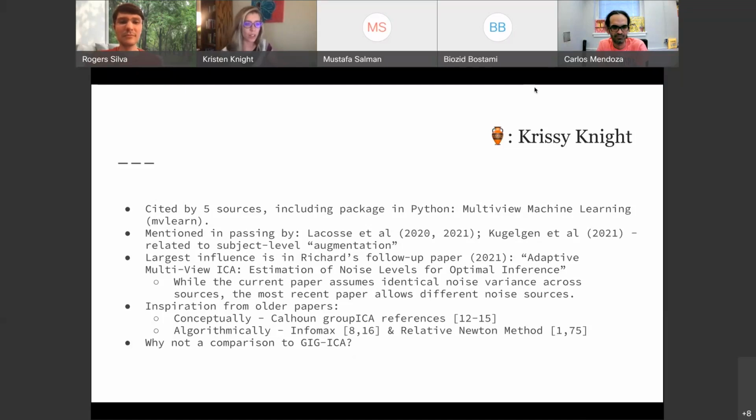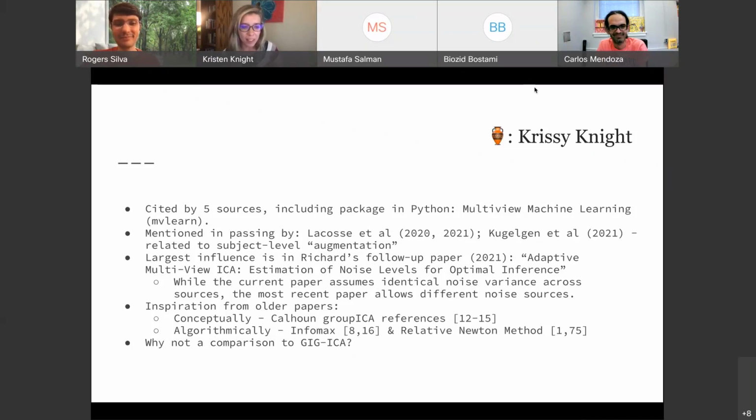And for inspiration from older papers, this was a little bit more difficult for me to answer. I felt like conceptually, for group ICA, there were several citations of Dr. Calhoun's group ICA methods, but then a lot of emphasis was placed on the algorithms that were used. Being a mathematician, I really appreciated the closed form of the likelihood and how well everything was written out. I really had to stop myself from writing it out myself to check. But it looked pretty good to me.